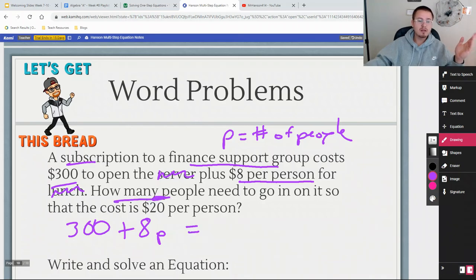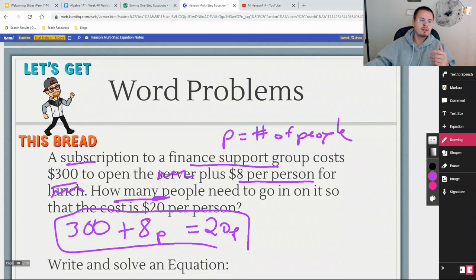So equal to how many people need to go in on it so the cost is 20 per person. Well, we wrote $8 per person is 8p. 20 per person would just be 20p. So there's the equation. And if you solve that by subtracting 8p on both sides, you'll get 300 equals 12p. Sorry, 12p. I am tripping.